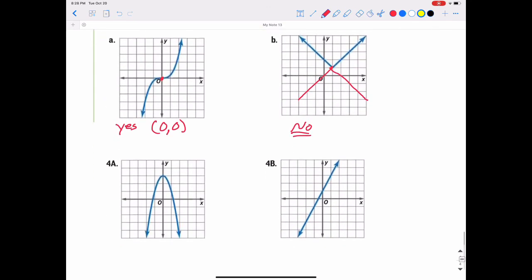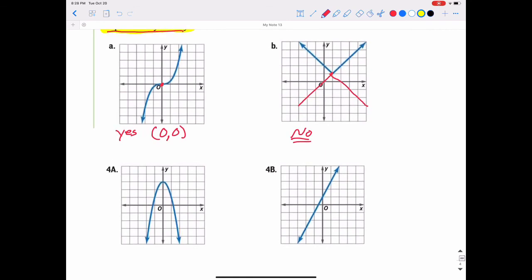A couple more examples down here. 4A, does that have point symmetry? If I spin it around, my upside down U is going to wind up being a right side up U going off my graph. So this is going to be a no.